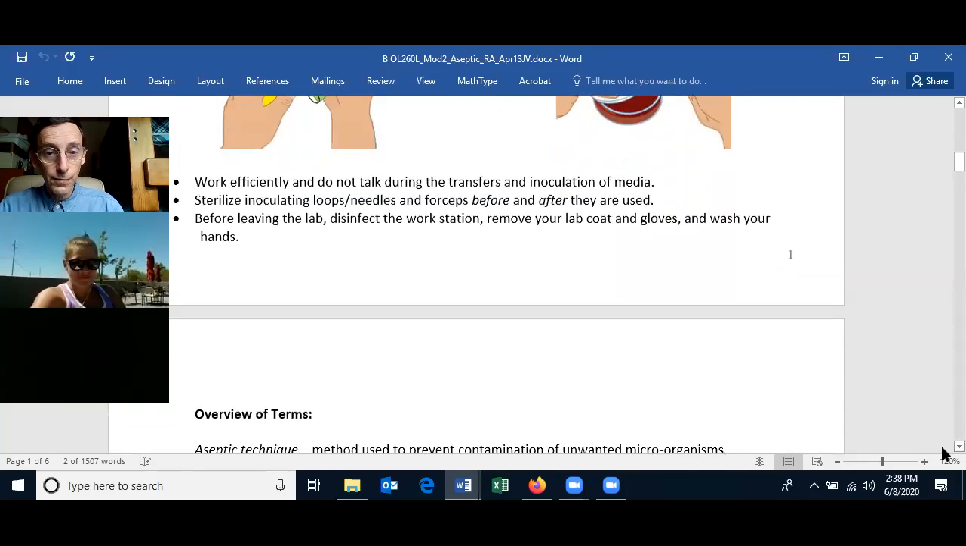Sterilize your tools, like the loops or the needles, beforehand, and then after you're done. Before you leave the lab, you should disinfect the workstation, remove your gloves and then your lab coats, and then wash your hands. That's always a good technique when you're practicing aseptic technique and should always be done.